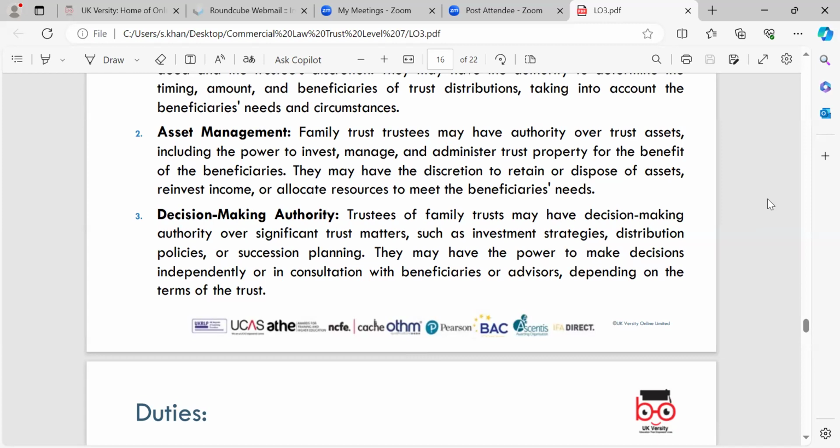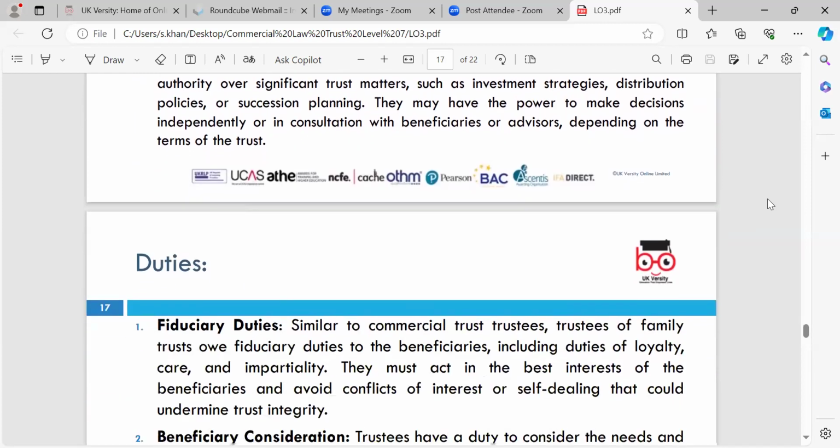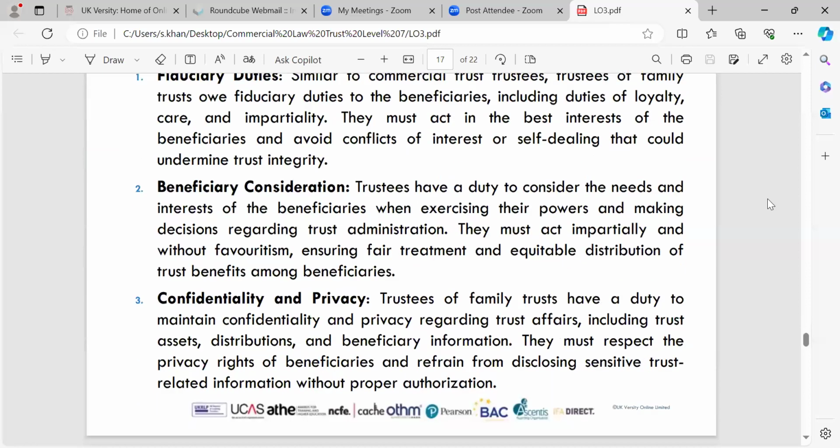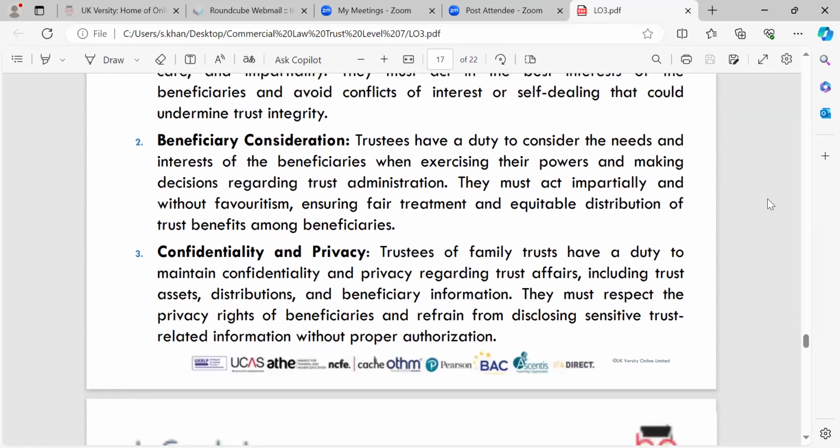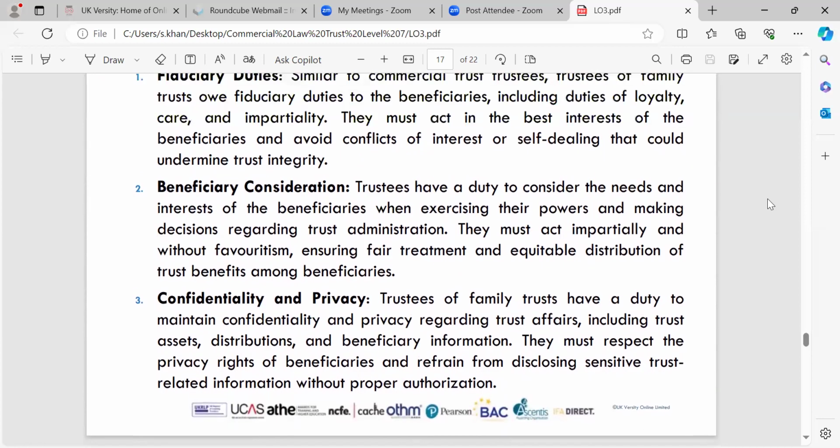policies, or succession planning. They may have the power to make decisions independently or in consultation with beneficiaries or advisors, depending on the terms of the trust. So duties. Fiduciary duties similar to commercial trusts. Trustees of family trusts owe fiduciary duties to the beneficiaries, including duties of loyalty, care, and impartiality. They must act in the best interest of the beneficiaries and avoid any sort of conflict of interest or self-dealing that could undermine trust integrity.